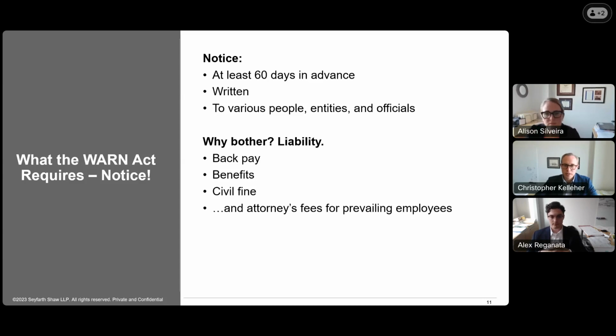WARN litigation is susceptible to class actions, and unions typically have standing to bring WARN class claims on behalf of their bargaining unit members. So there is some significant potential liability for violations.